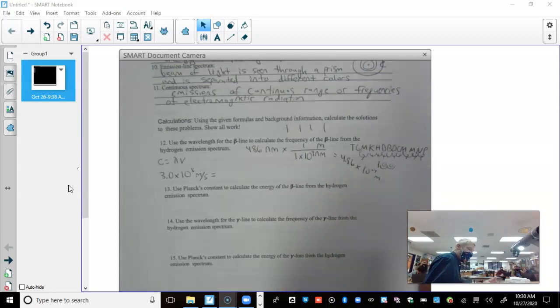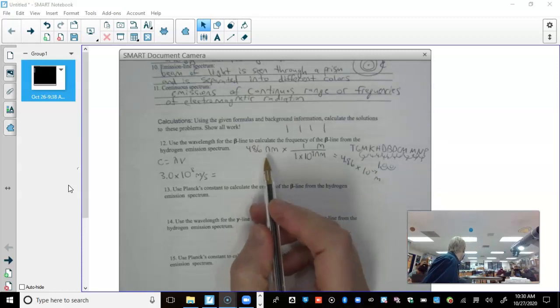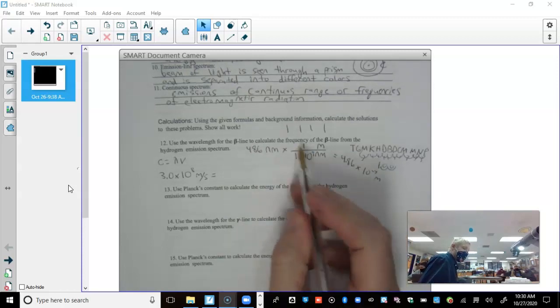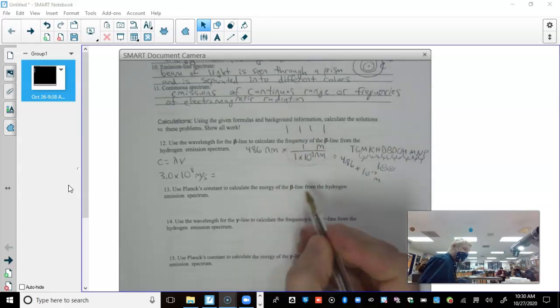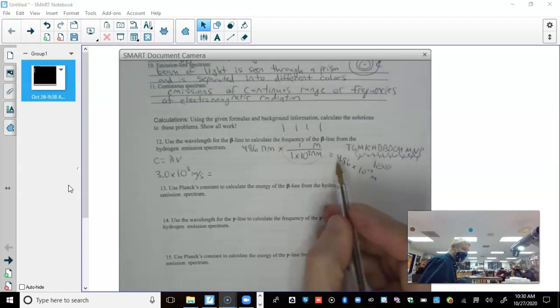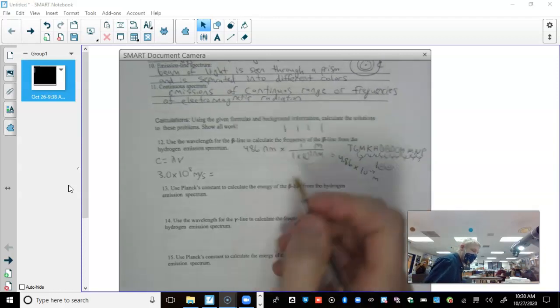All right, this is meters. So all we did right here is convert nanometers to meters. Now that you know the conversion factor, you can make a note of that, and for future problems, go back and use that instead of having to do the King Henry each time.